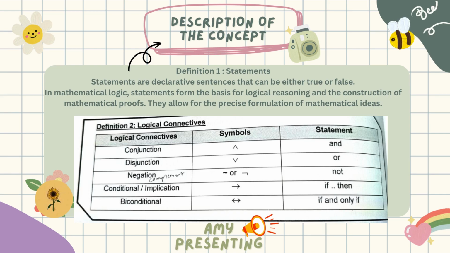The next one is conditional or implication, which is a right arrow for the "if then" statement. The last one is biconditional for "if and only if". The symbol is like an arrow from left to right.